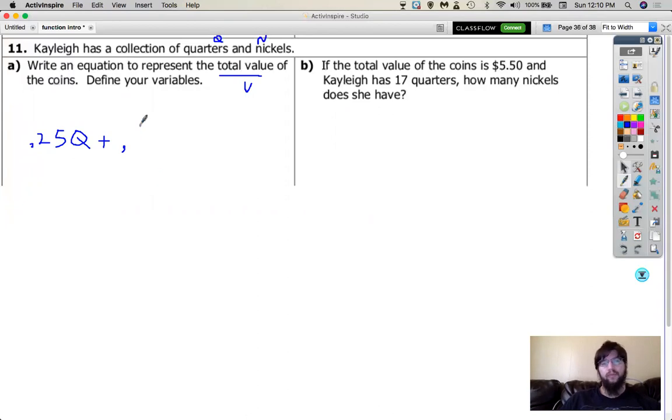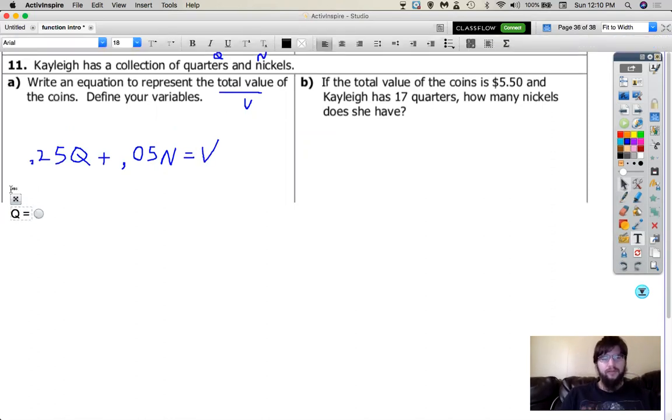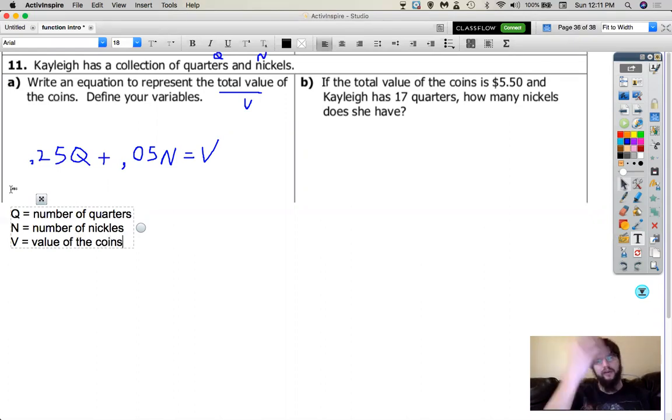Wrong. 0.05. 0.5 would be 50 cents. 0.05 is 5 cents. And we'll put that as N. So Q is number of quarters. N is number of nickels. V is value of the coins, or total value if you want.